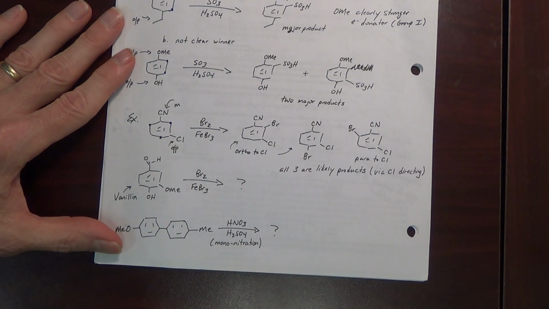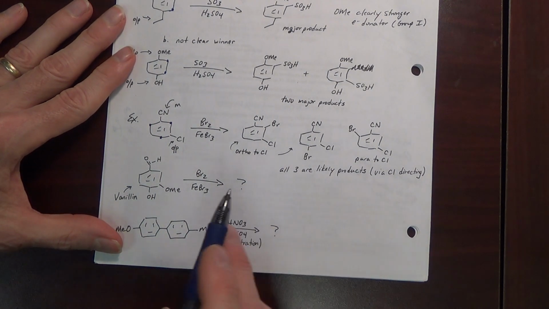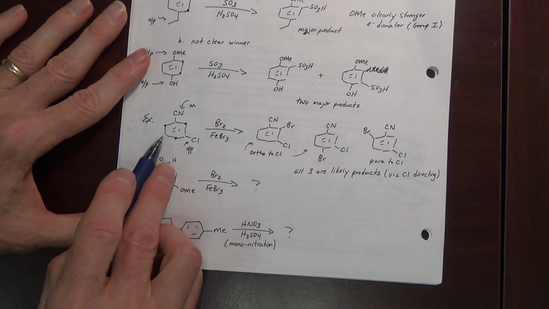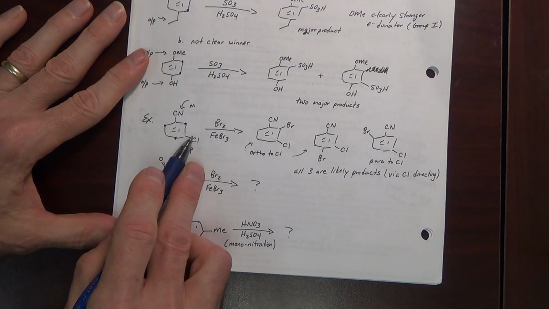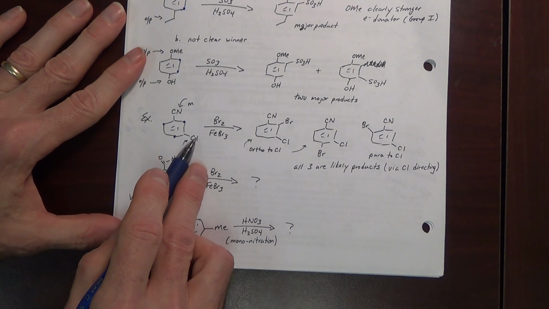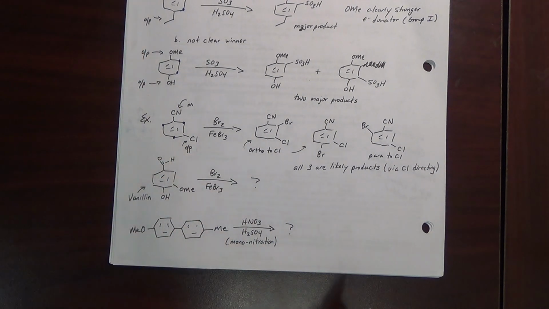Now all 3 are likely products, much more so than the chlorine ending up here. You would certainly not predict it to end up here because the chlorine is the stronger director here. It directs ortho-para.